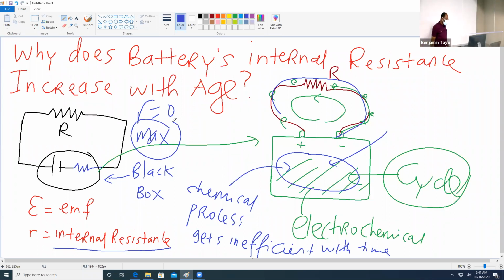Okay, so we represent this, again, as I said, this is almost like a black box. This is just the circuit representation, right? So it doesn't really mean that there is some internal resistor, but it's just a way to model it.